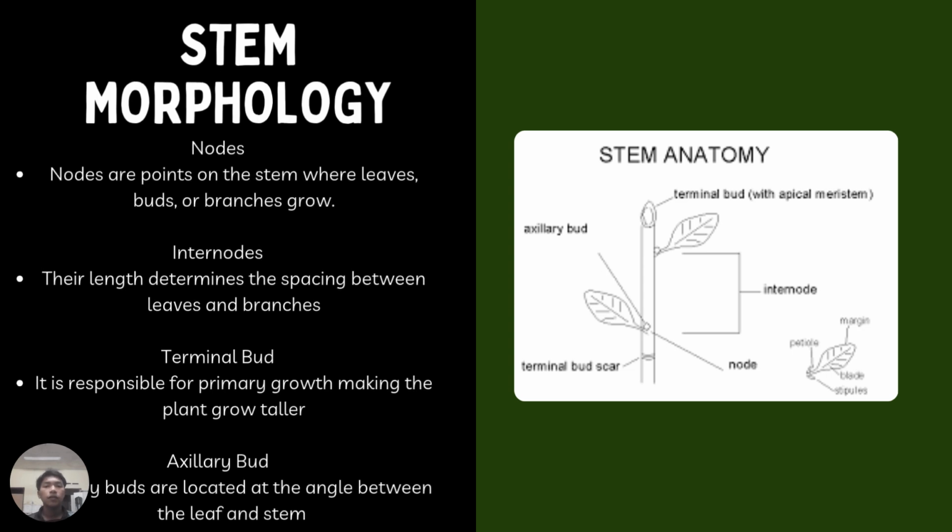We go to stem morphology, where there are four parts. First, nodes. Nodes are points on the stem where leaves, buds, or branches grow. Second, internodes. Their length determines the spacing between leaves and branches. Third, the terminal bud, which is responsible for primary growth, making the plant grow taller. Last, the axillary bud. Axillary buds are located at the angle between the leaf and stem.